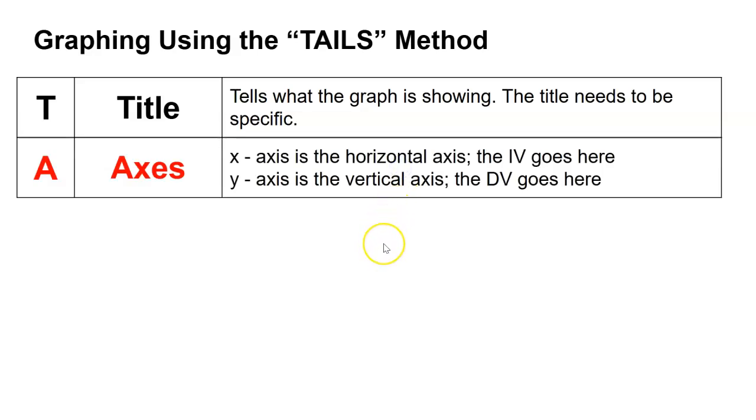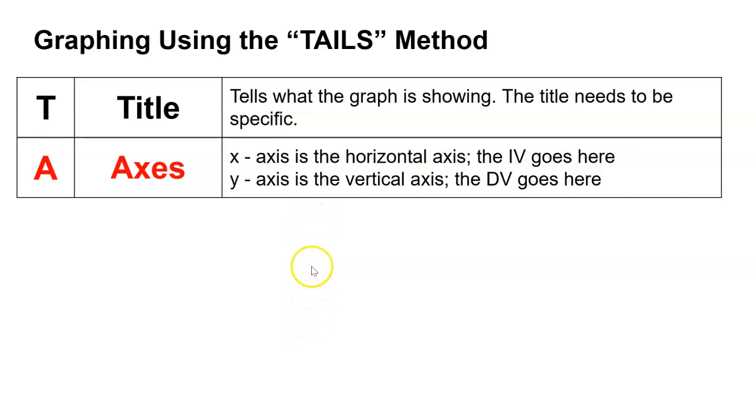The A in TAILS stands for axes, and that refers to, on a graph, mathematically you maybe remember how there's an x-axis and a y-axis. The x-axis is the one that is horizontal, that always goes along the horizon, like the direction my mouse is moving. The IV is always going to be found on the x-axis. The y-axis, the vertical one, you can see my mouse moving vertically right now, that's where the DV goes.